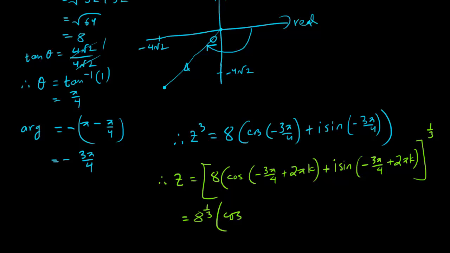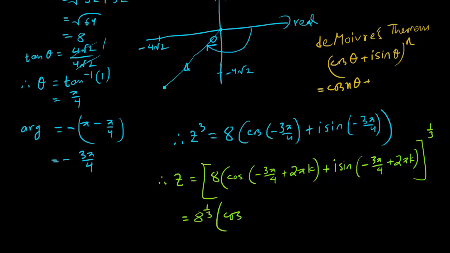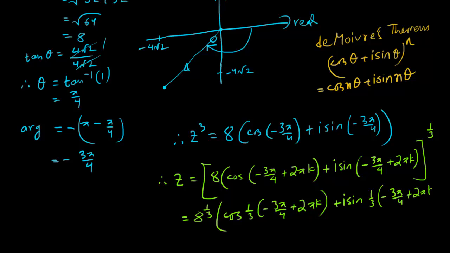Remember, de Moivre's theorem is, if you have cos theta plus i sine theta to the power n, by de Moivre's theorem you can write cos n theta plus i sine n theta. That's de Moivre's theorem. So we can use that over here. So we can write this is n, so 1 by 3 times minus 3 pi by 4 plus 2 pi k, plus i sine 1 by 3 times minus 3 pi by 4 plus 2 pi k.